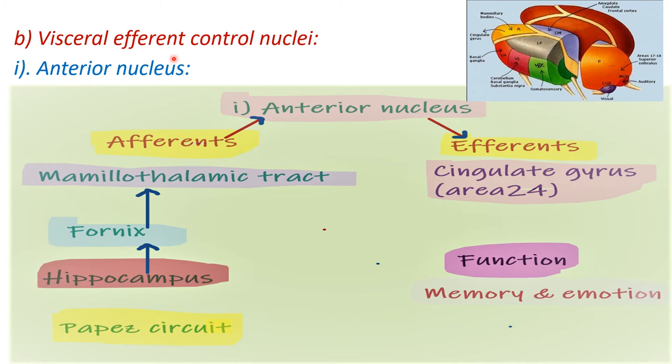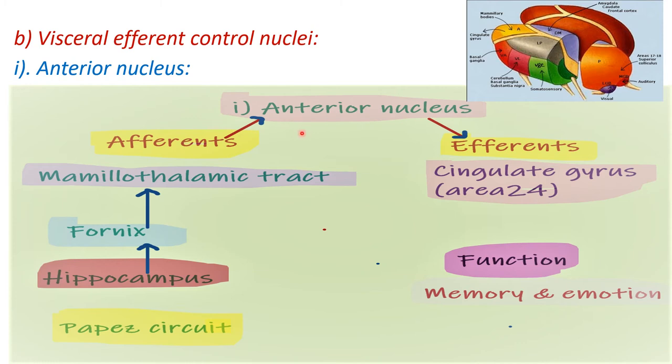Now, having talked of the specific relay nuclei, the visceral efferent control nuclei we'll be discussing next. In this we have mainly the anterior nucleus. This is present in the anterior segment of the thalamus.